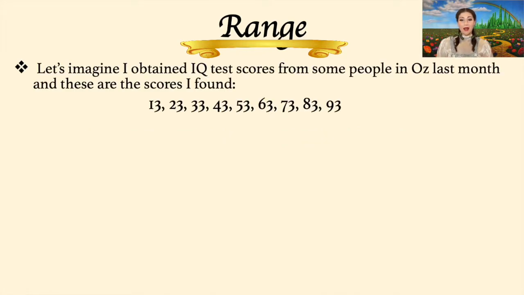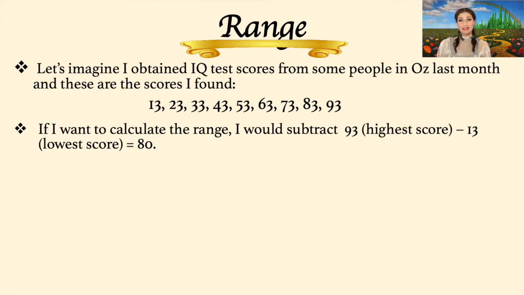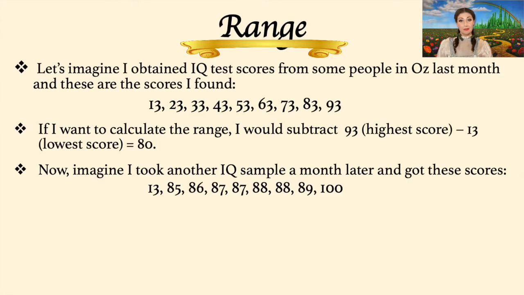So let's imagine I obtained IQ test scores from some people in Oz last month, and these are the scores I found: 13, 23, 33, 43, 53, 63, 73, 83, and 93. So we have a perfect 10-point increment between each data point. If I wanted to calculate the range of these data, I would subtract 93, the highest score, minus 13, the lowest score, and be left with 80. Therefore, 80 would be my range.